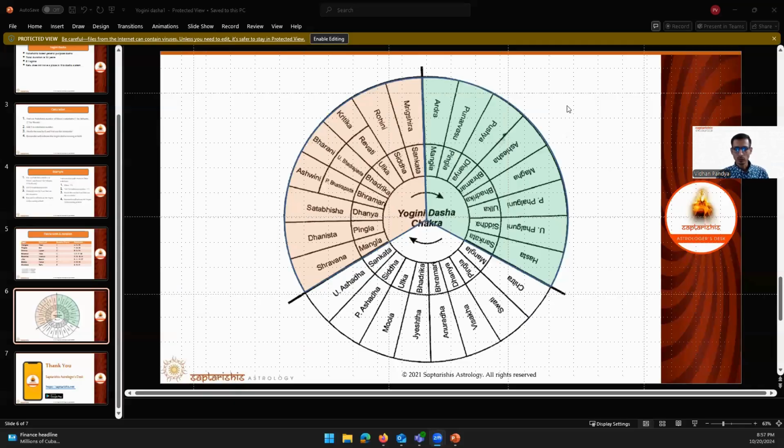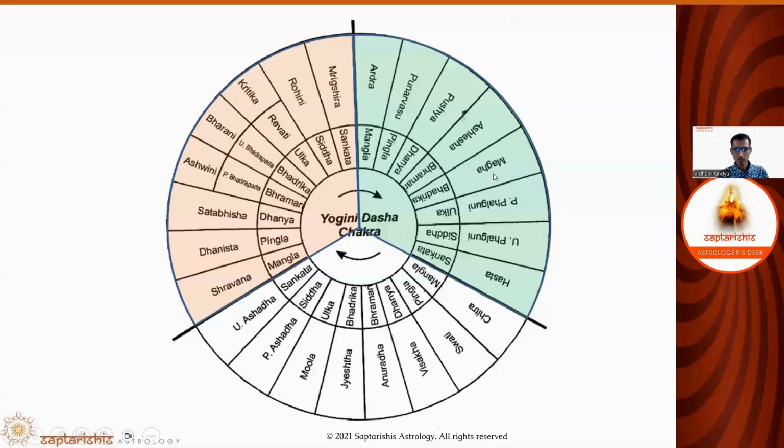This method is suggested by Shri V.P. Goel sir. He has written a book on Yogini Dasha, and he has given a method to use or apply Yogini Dasha. This method also considers the nakshatra corresponding to each yogini. Depending on your birth yogini dasha, he suggests us to use a particular nakshatra also along with the yogini. So as you can see on the screen, this is what Sri V.P. Goel sir suggests. He suggests that this is a yogini dasha chakra.